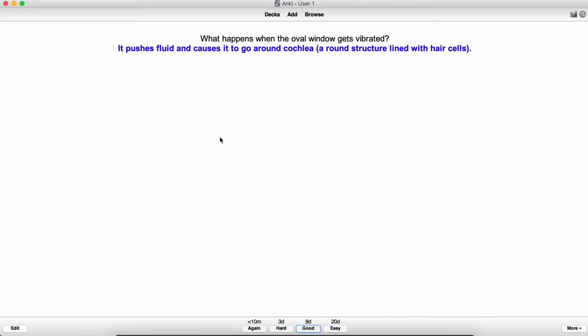What happens when the oval window gets vibrated? It pushes fluid and causes it to go around the cochlea, around a structure lined with hair cells. Okay.